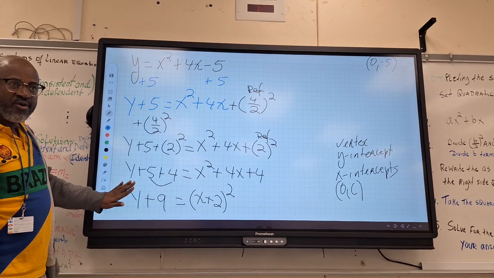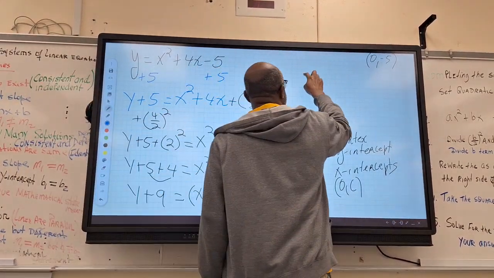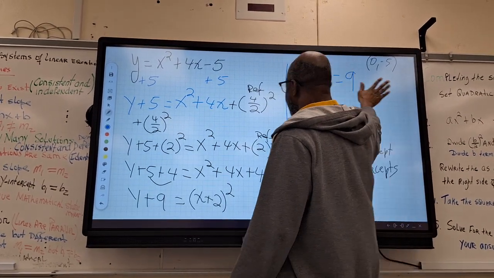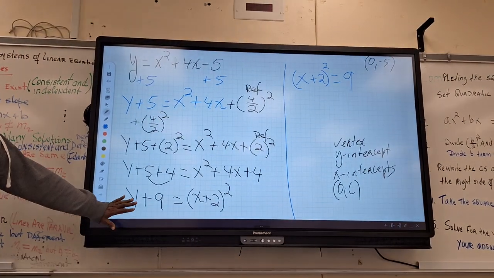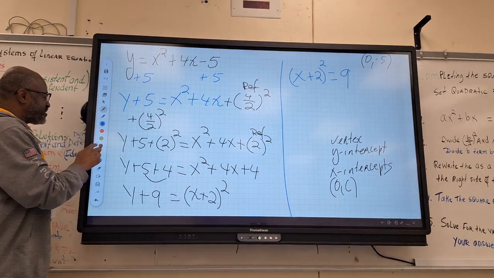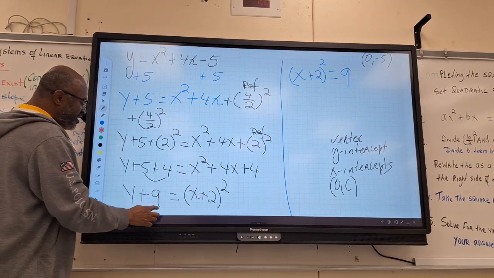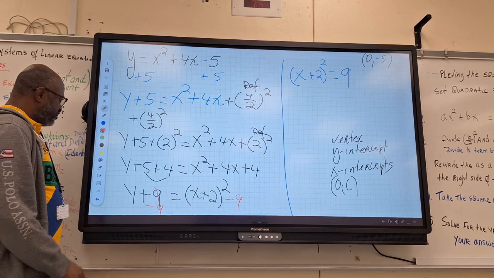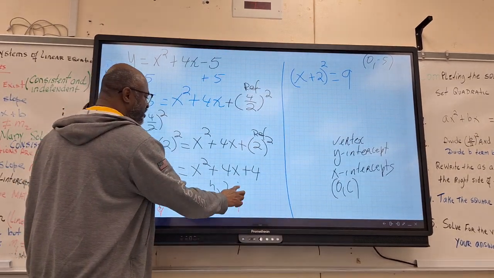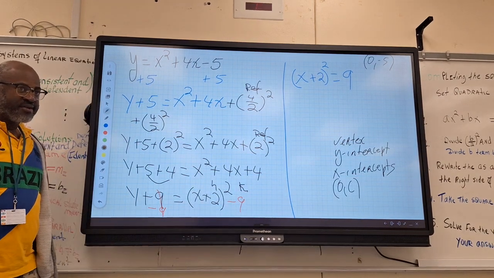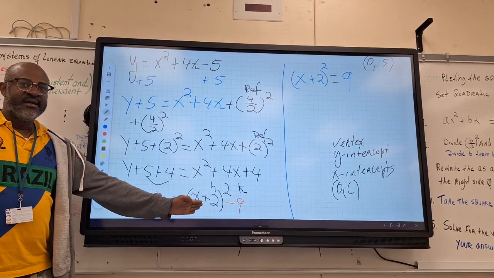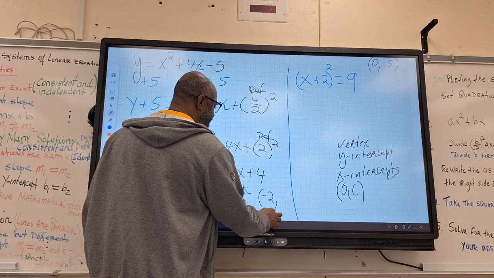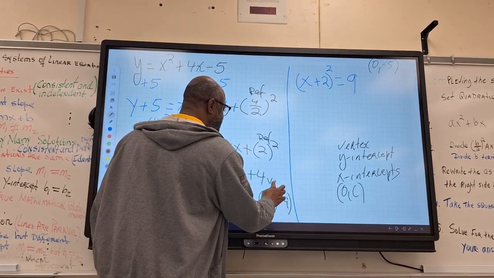For the x-intercept, you always let y equal 0. We're going to rewrite this as x plus 2 squared is equal to 9. This will give me my x-intercept. Now I'm going to solve for y here. How can I get y by itself? You subtract 9. Then my equation is in vertex form. This is my h, this is my k. Be careful: when you read the vertex, this number you have to take the opposite of. Therefore this is going to be (-2, -9). This is my vertex.